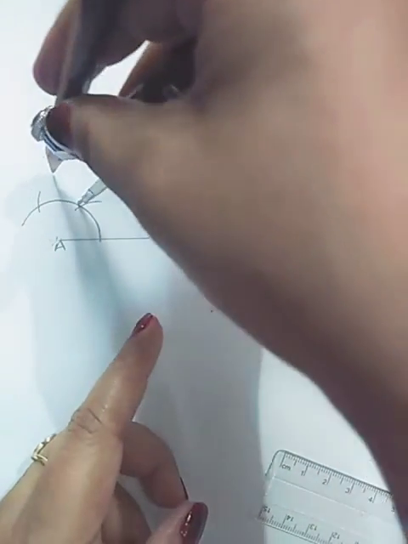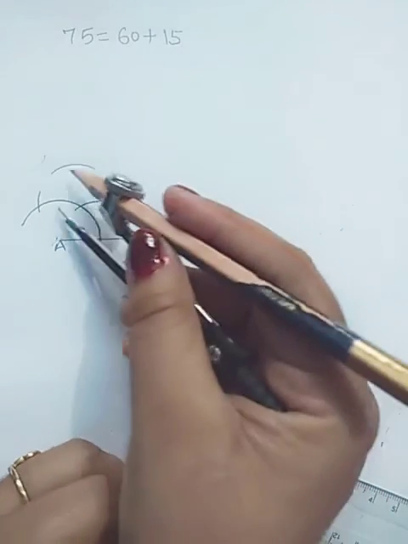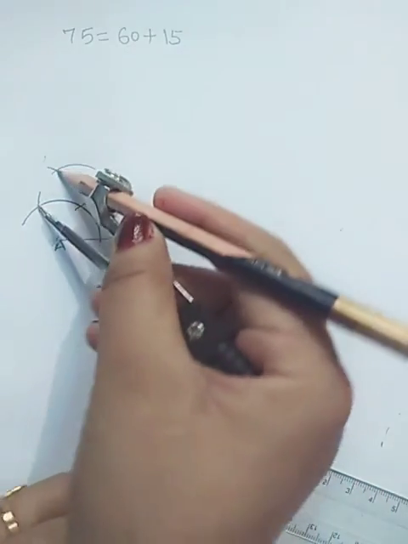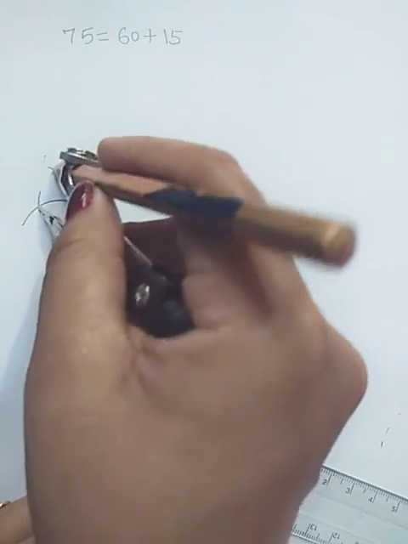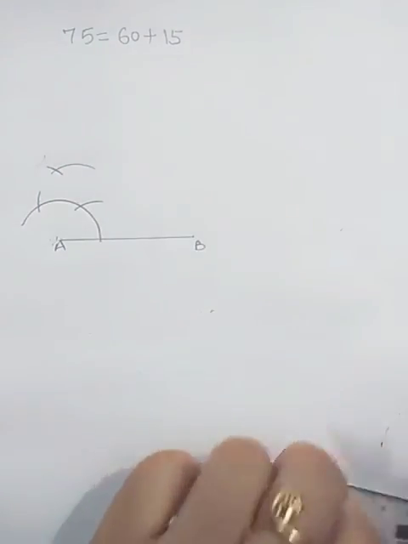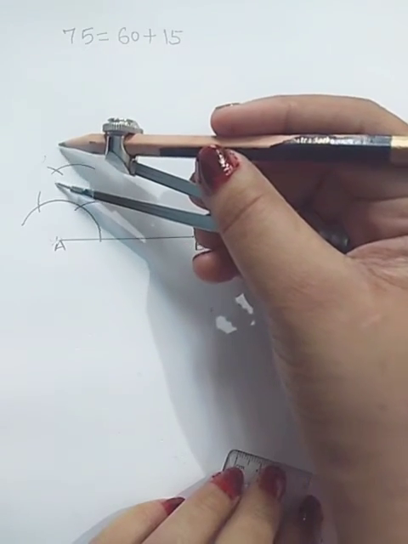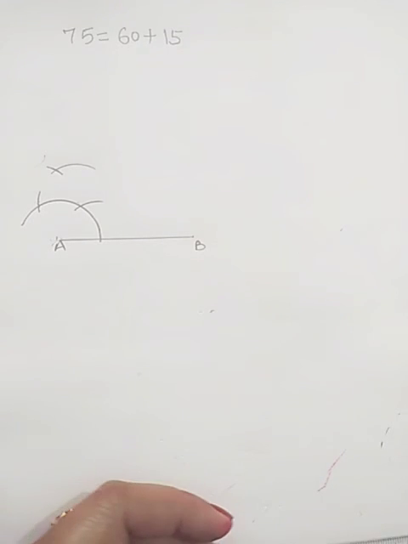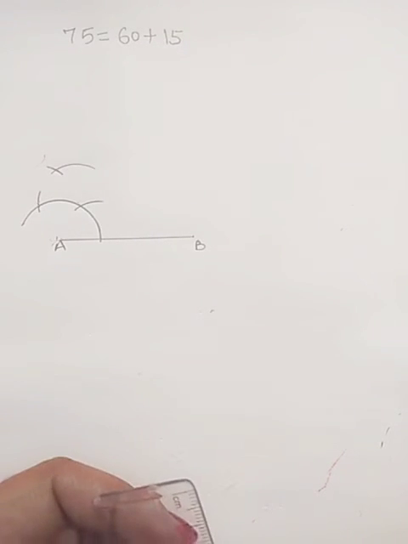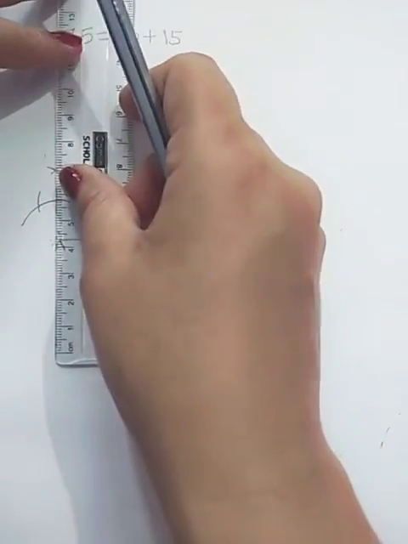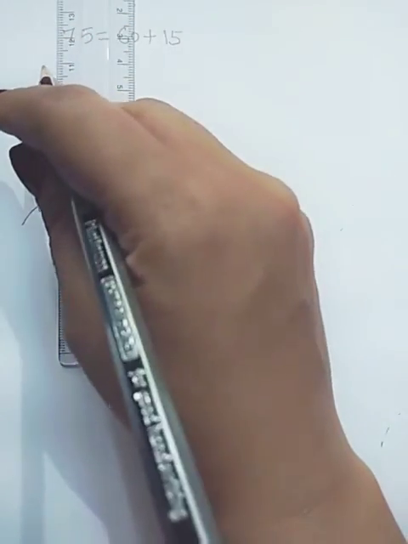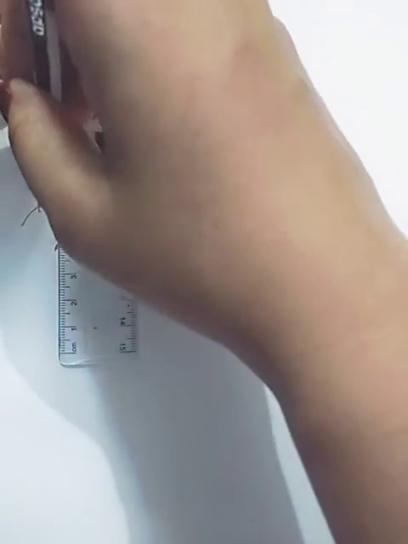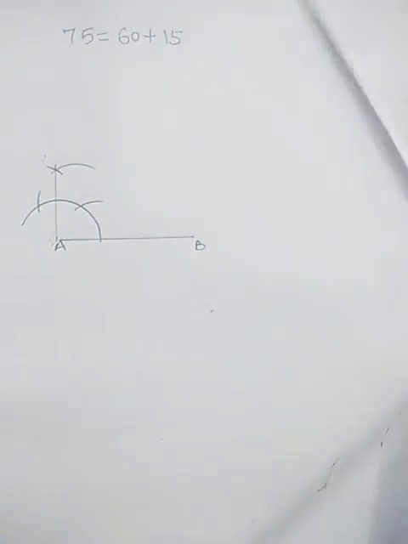Now increase it or just use it like that. Move above, and this arc is this one. If you join this arc with this point, you will get an angle of 90 degrees. This is how I have constructed 90, but we don't need 90, we need 75.